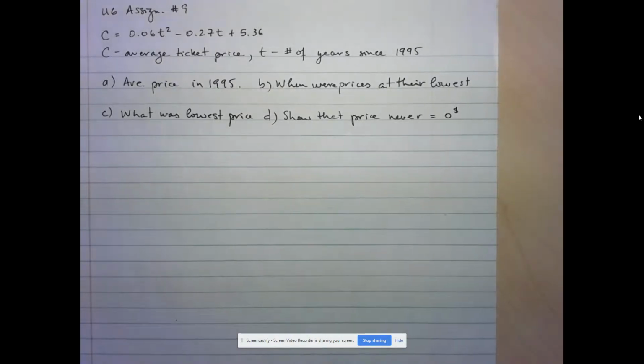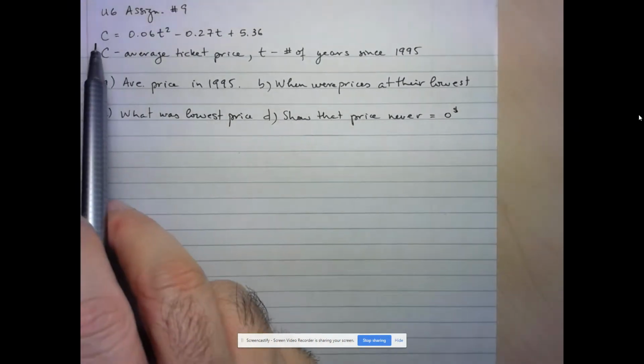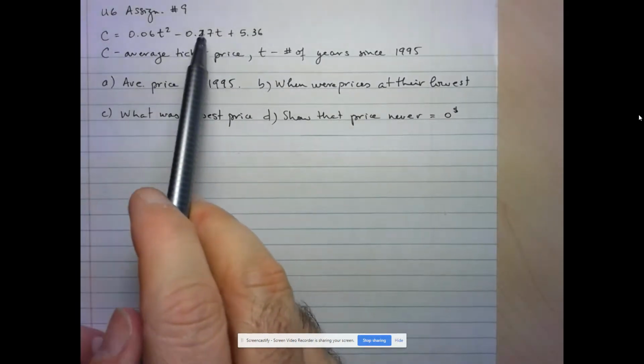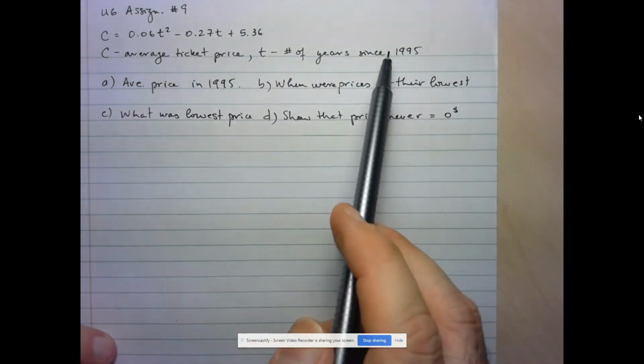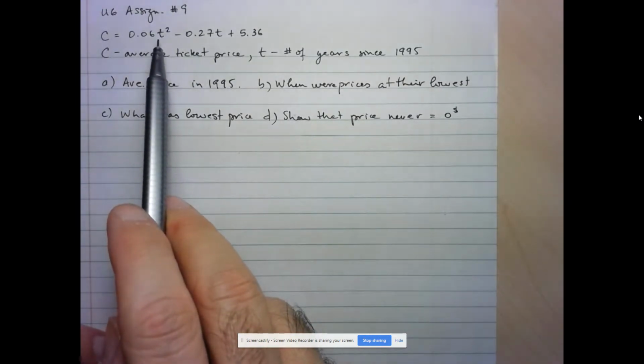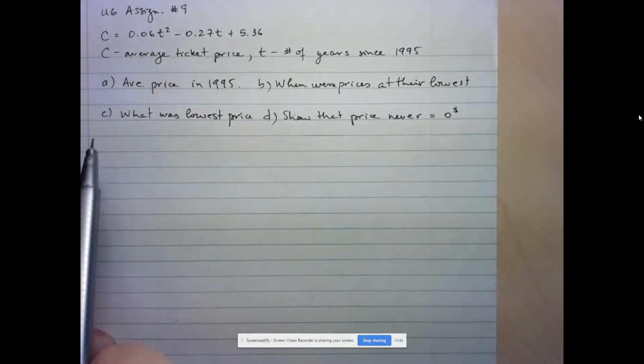Hi folks, we're going to take a look at number 9 from the Unit 6 assignment. So here they gave us this function which represents the average cost for a ticket with respect to the number of years since 1995. Here T doesn't represent the actual year, it represents the number of years starting at 1995, and C is the average ticket price.